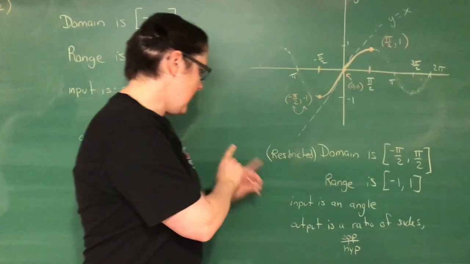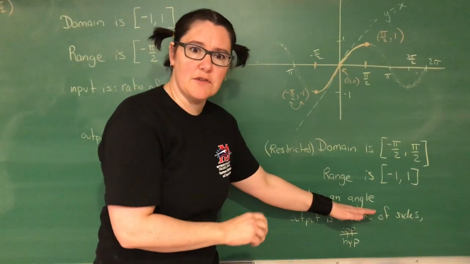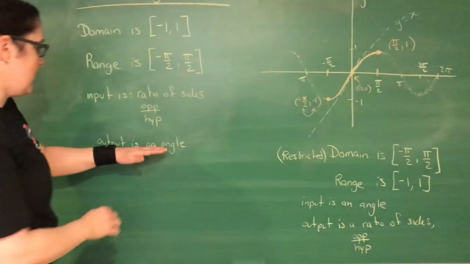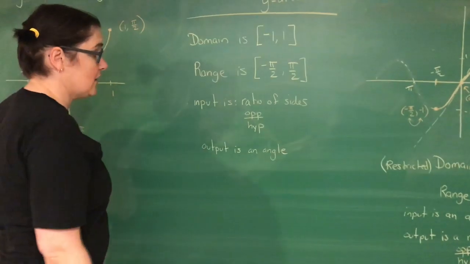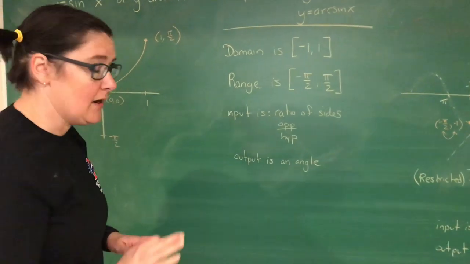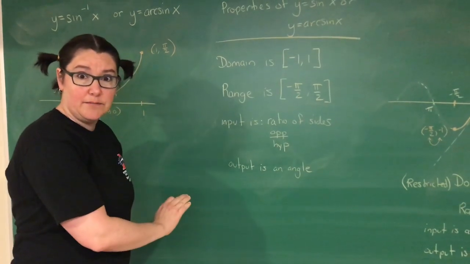Okay, now thinking about what's going on. The output of our inverse function was the input of the original. So the input of the original was an angle, so the output of our inverse function is also going to be an angle. Now here's the part that can be a little bit tricky, okay? And I want you to focus on this part. Our output is an angle.